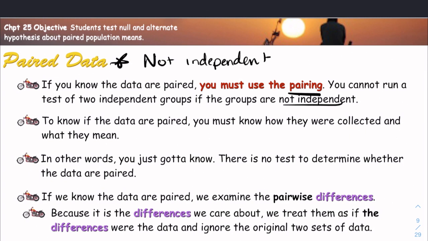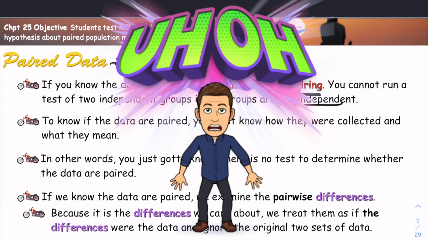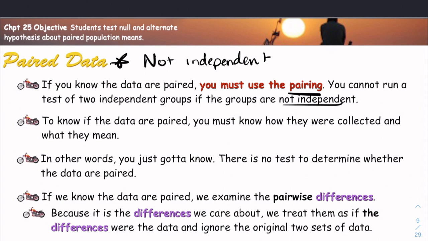To know if the data are paired, you must know how they were collected and what they mean. In other words, you just got to know. There's no test to determine whether the data are paired or not. There's no way to say, oh yep, this is paired, or nope, these groups are not independent.